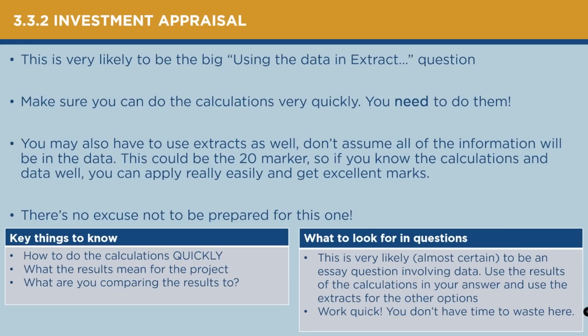So make sure you use the results of the calculations in your answer, use the extracts for the other options, and work quick. You don't have time to waste here. If you just do the calculations, you'll get maybe, I don't know, I think it's maybe up to 6 marks. I can't remember off the top of my head. And if you do the essay without doing any of the calculations, then you're certainly not going to get more than half marks, I wouldn't imagine, because you've kind of missed the point of the test, really. So make sure you're prepared for this question. Like I said, there's a practice worksheet for this. In the comments worth having a look at.